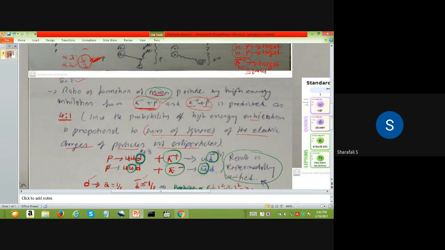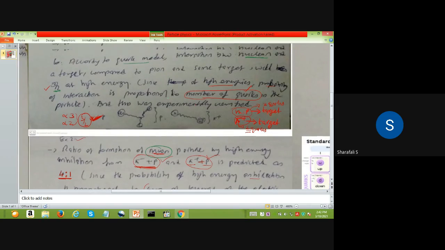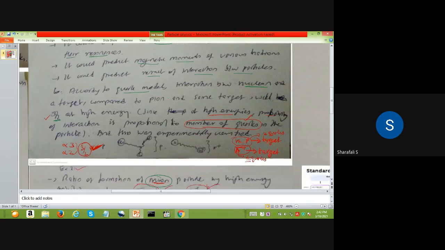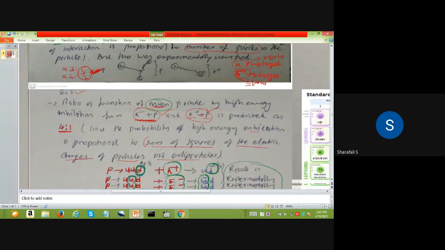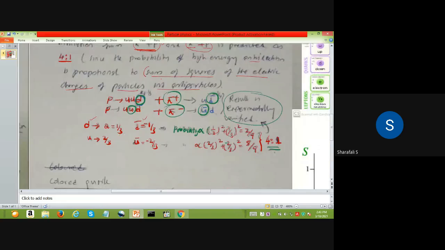So these two are the examples which we can have as a confirmation of the quark model, that the baryons and or the hadrons are made up of more fundamental particles, which are called quarks.